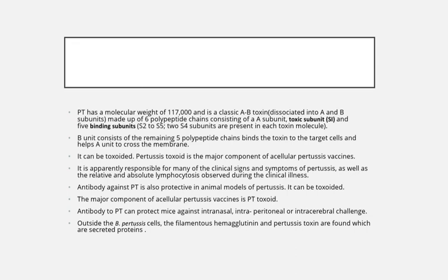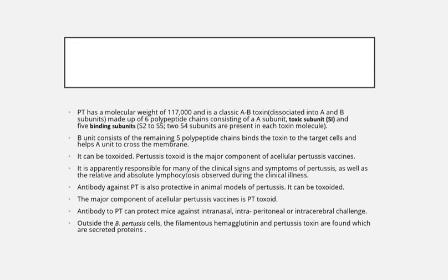It has a molecular weight of 117,000 and is a classic A-B toxin dissociated into A and B subunits, made up of 6 polypeptide chains consisting of the A subunit, the toxic subunit, and the 5 binding subunits S2 to S5, with 2 S4 subunits present in each toxin molecule.